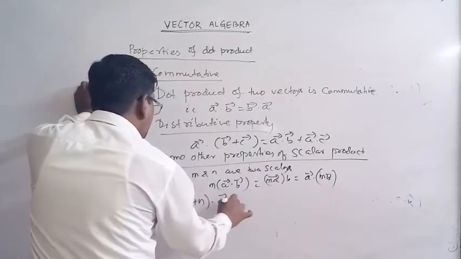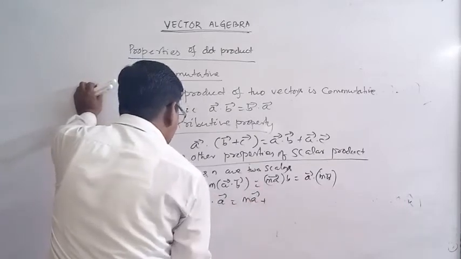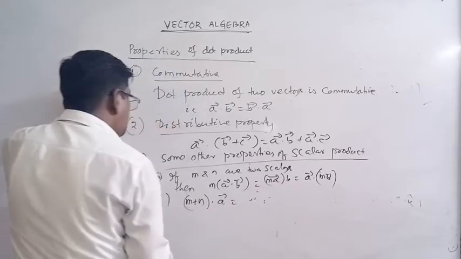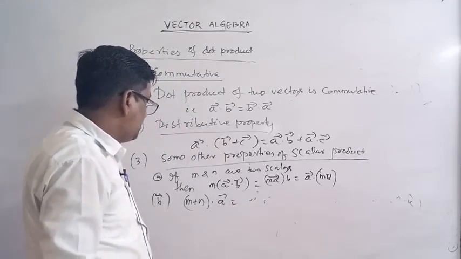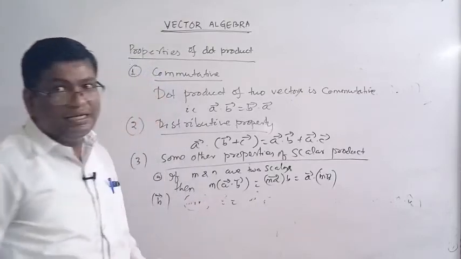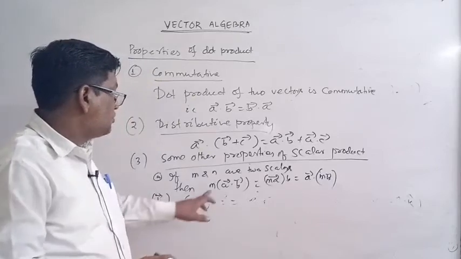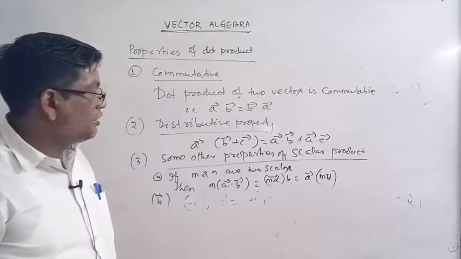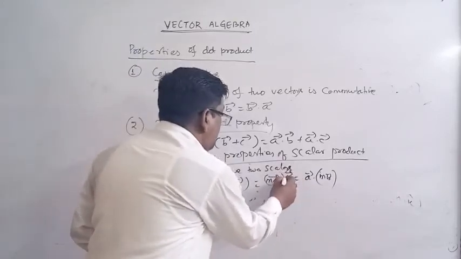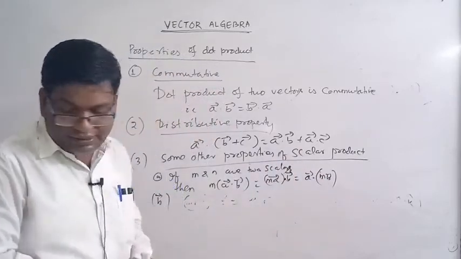Number two, suppose (M plus N) A dot B is equal to MA dot B plus NA dot B. Now the scalar factor: M and N are two scalars. Then M into A dot B is equal to MA dot B, and A dot MB. This is the property regarding the scalar.